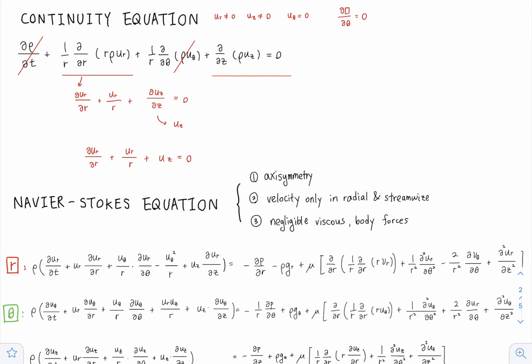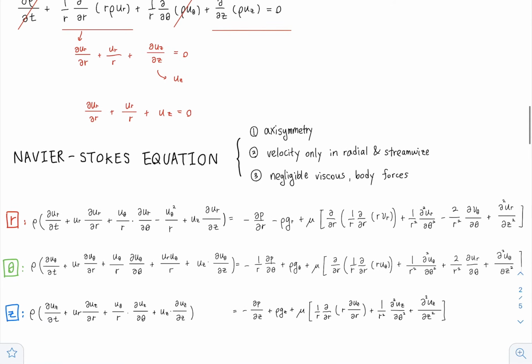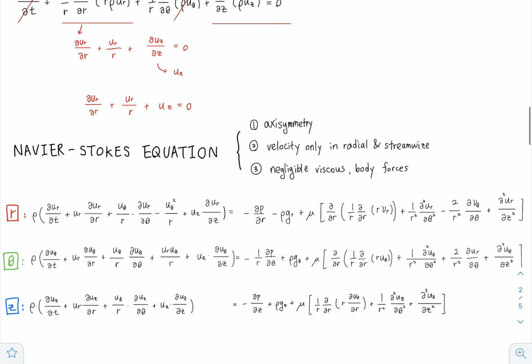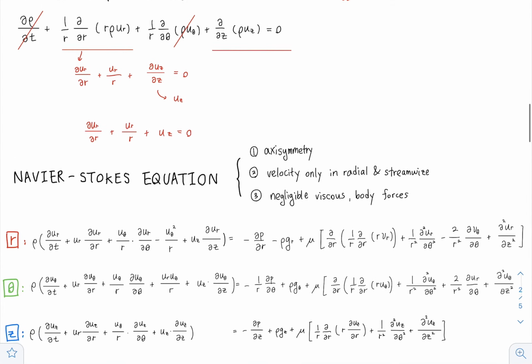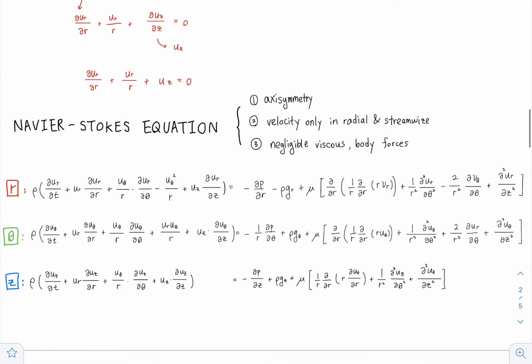Okay, that's simple. And secondly, we are going to look at our Navier-Stokes equation, which is much more complicated, way more complicated than our continuity equation. But for our Navier-Stokes equation, we first have to assume axisymmetry. Therefore, ∂/∂θ is going to be 0, and we only have the velocity in the radial and streamwise direction. Therefore, u_r and u_z are not 0, but u_θ is going to be 0.